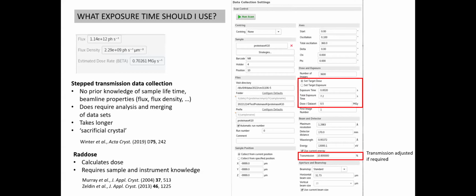So now the most difficult question we get asked is, what exposure time should I use? And this is a very difficult question to answer, because it depends on so many factors. It depends on the energy, beamline, flux, other parameters, and of course it depends on the sample you put in the beam.